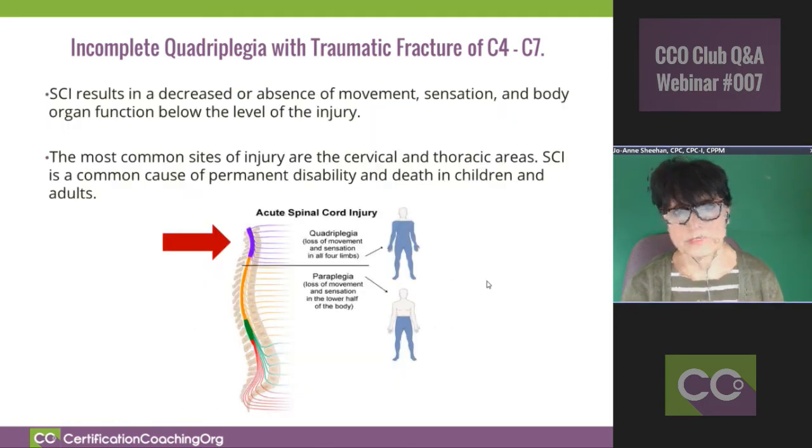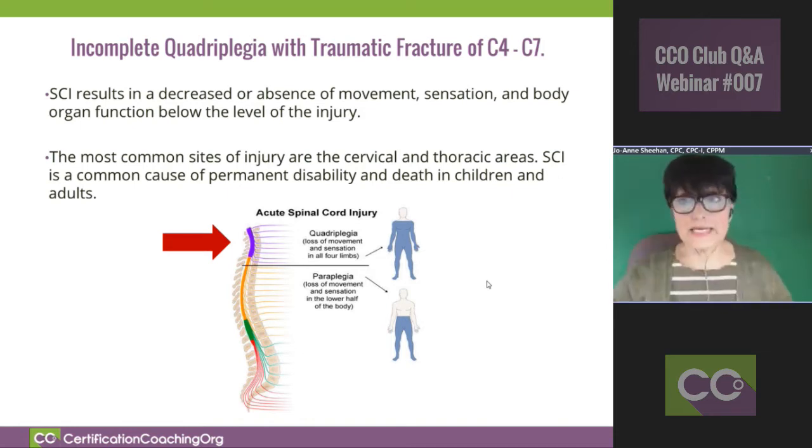Spinal cord injuries result in a decrease or absence of movement, sensation, and body organ function below the level of the injury. And the most common sites of injury are the cervical, which is the neck, and the thoracic areas, which is like the chest. The spinal cord injury is a common cause of permanent disability and death in children and adults.